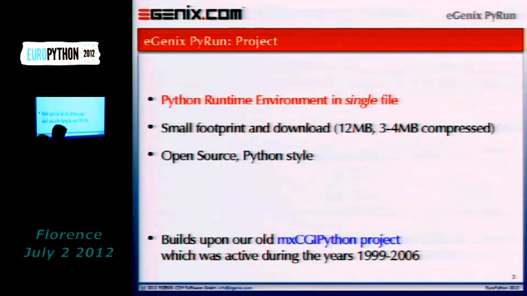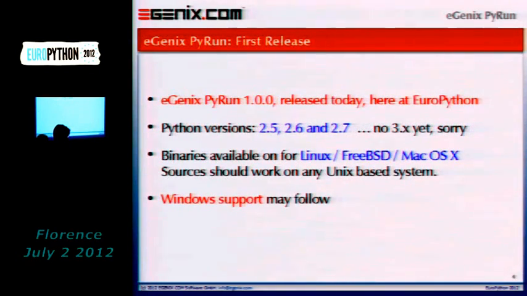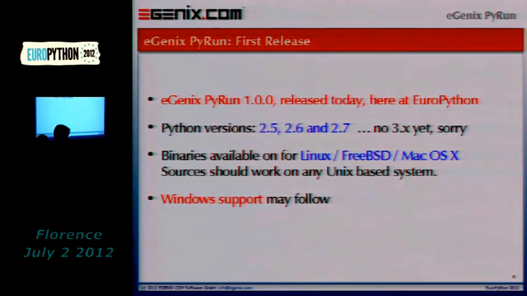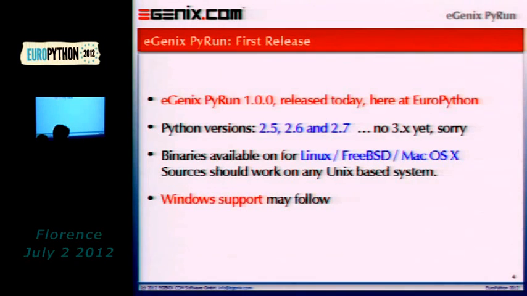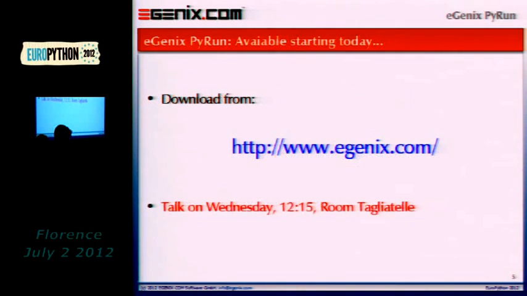And it has a very small footprint. It's just about 12 megabytes, and you can compress it to 3 or 4 megabytes. And it's open source, and it's Python style open source, so you can use it for commercial stuff, for free stuff, anything. And we've just released the 1.0 version of that today. We have versions precompiled for 2.5, 2.6, 2.7. We don't have 3.x yet. And we currently only do Unix, so we have Linux, FreeBSD, and Mac OS X support. And we're looking into adding Windows support as well.